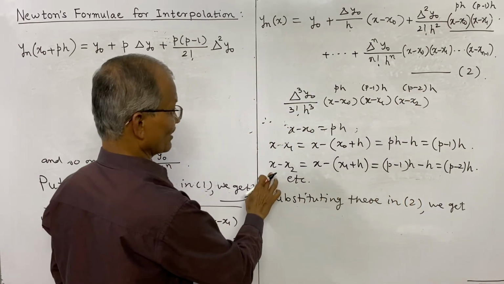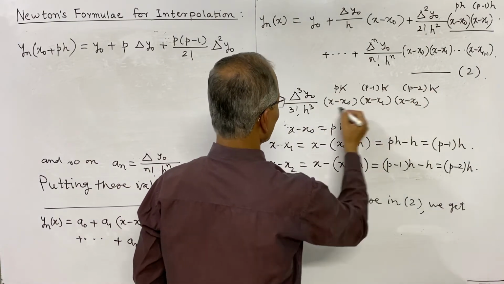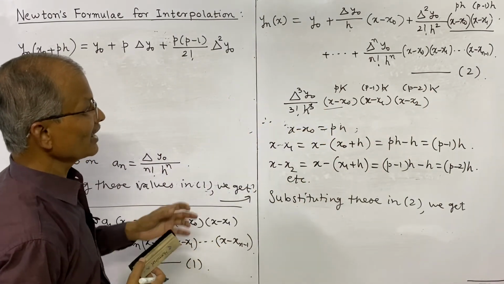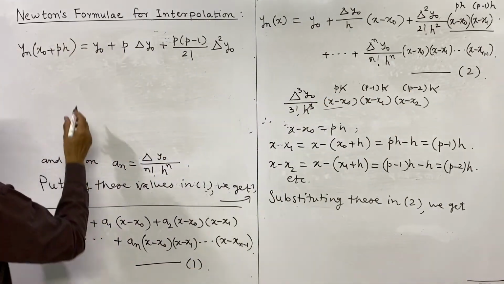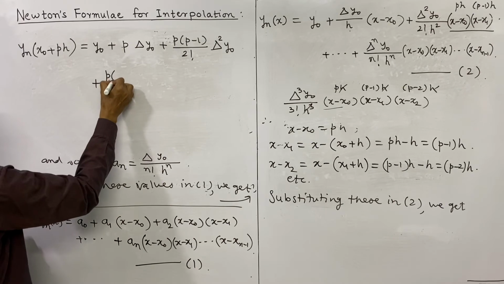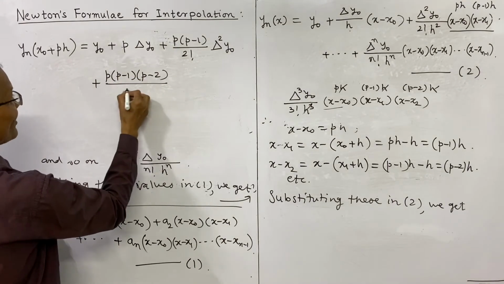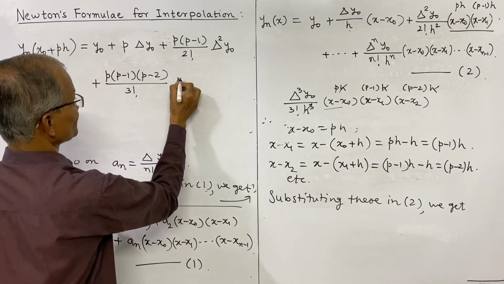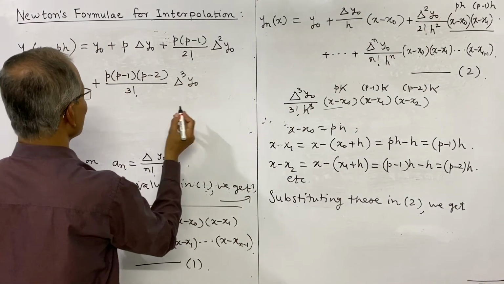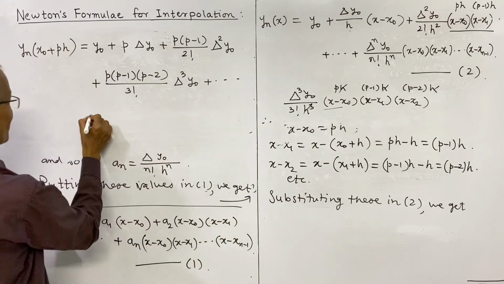So we have these values, and again you see the h's cancel with h cube, and the remaining values are p into p minus 1 into p minus 2 divided by 3 factorial into delta cube y naught, and plus so on. So this will continue, plus so on.